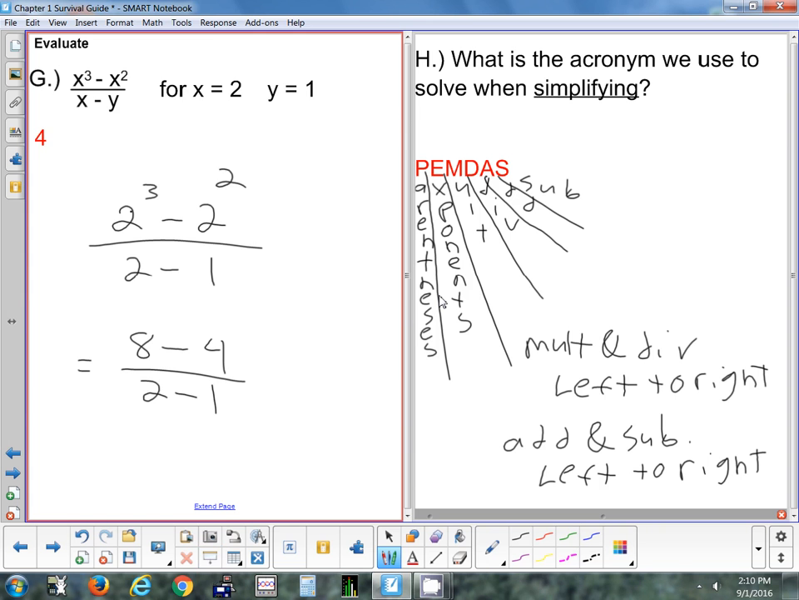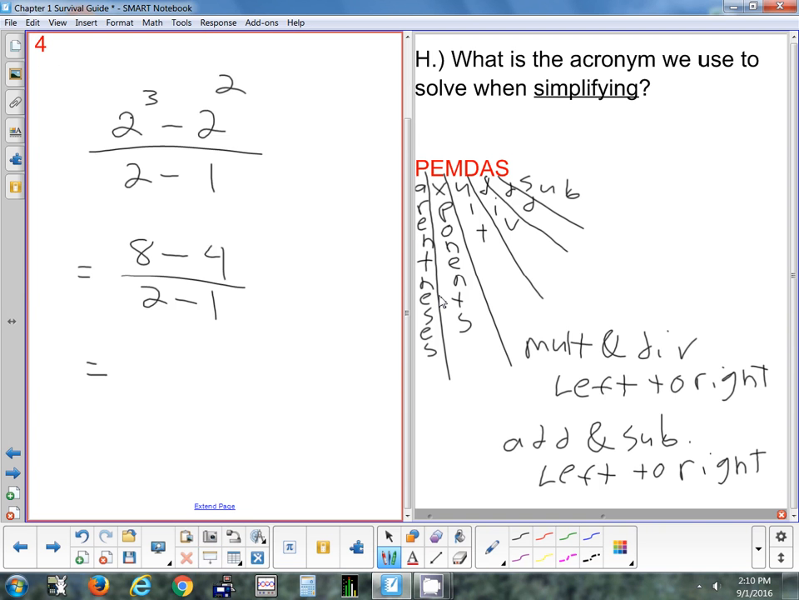All right, where are we? Okay, I've done my exponents. Any multiplication here? Nope. Now, what about this fraction bar? That really fits in here somewhere. Does anybody know where that fits in? It's a little tricky.